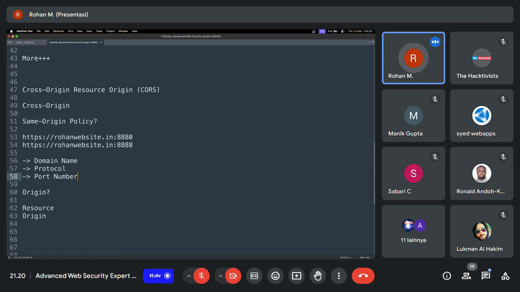This is a very important interview question. Whenever I take any interview and the interviewer mentions that they know what SOP is and what CORS is, I immediately ask them the same thing that I mentioned. I write down a couple of domains, and then I ask them yes, no. Then protocol, yes, no. Then port number, yes, no. And 90% of the people make the same mistake as some of the participants did in today's discussion. For any two origins to be considered the same origin, all three things should be the same: the domain name, the protocol, and the port number.